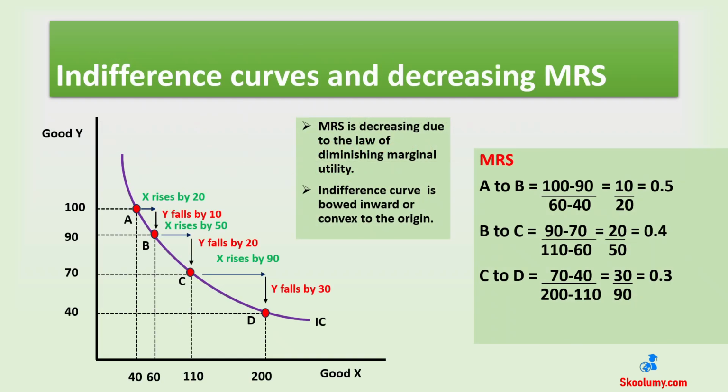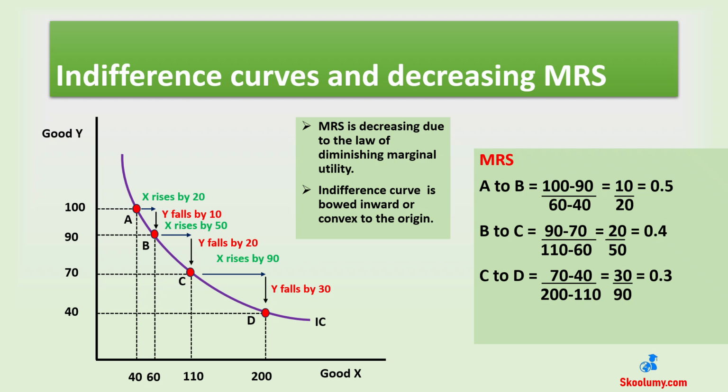Indifference curve and decreasing MRS. From A to B, 10 units of good Y are given up to produce 20 extra units of good X. 10 divided by 20 is 0.5, meaning 0.5 unit of good Y has to be sacrificed to produce an extra unit of good X. The MRS from B to C is 20 divided by 50, which is 0.4. MRS from C to D is 0.3.